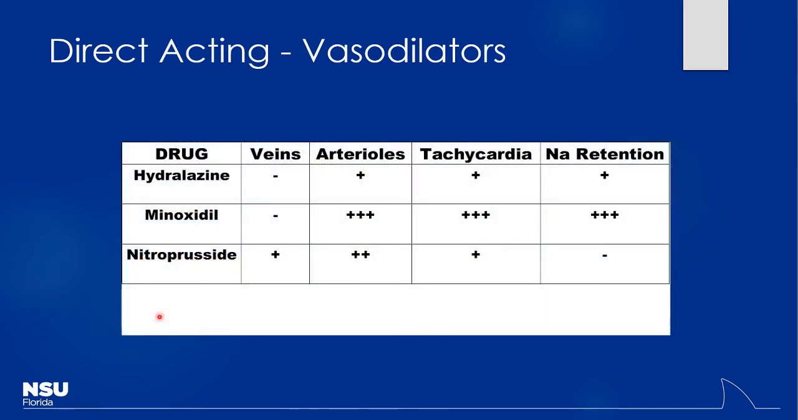Okay. So three we'll talk about here include hydralazine, minoxidil, and nitroprusside. Now most people are not familiar with minoxidil being used as an antihypertensive. What do we normally use that for? Yeah, it's Rogaine, essentially, right? So we'll talk about why we can use that for this in a little bit.